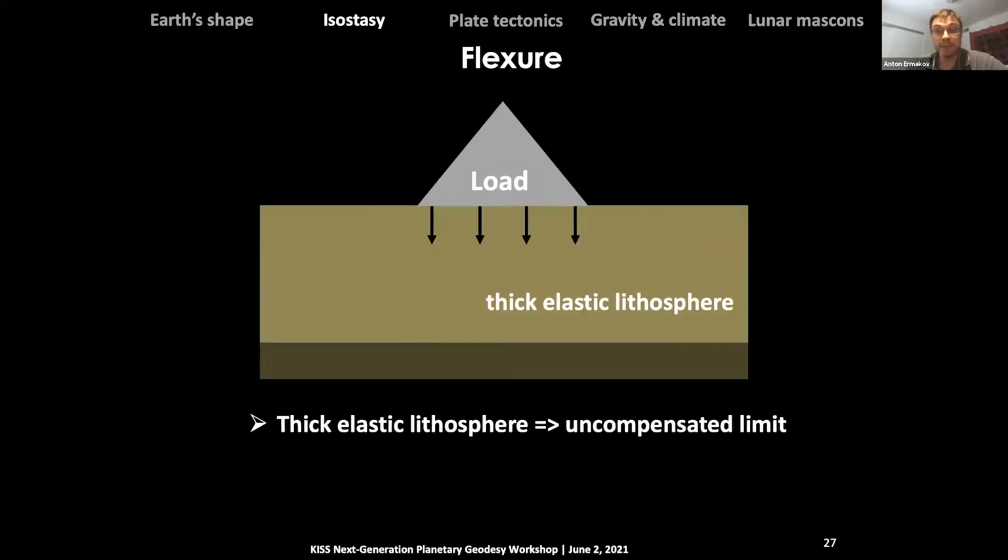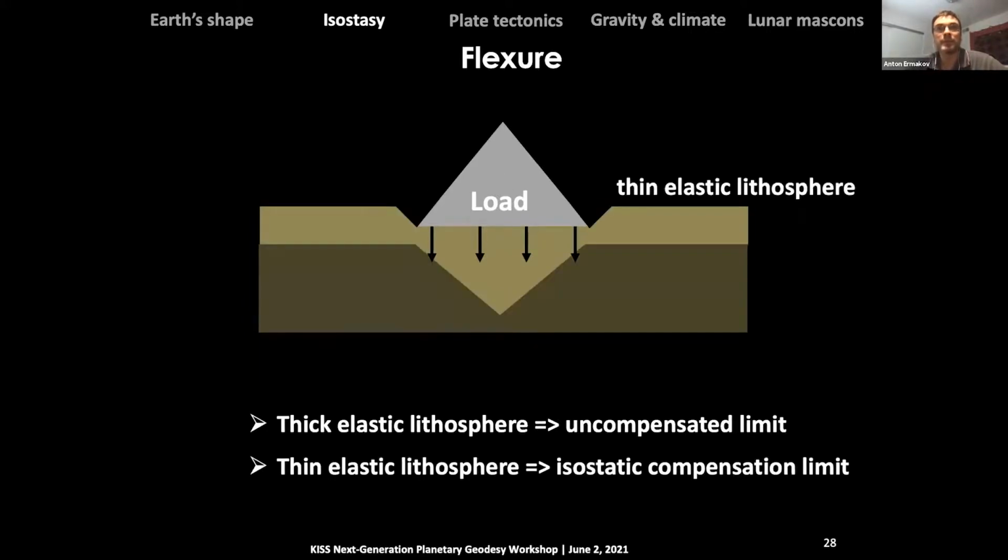The amount of bending depends on the effective rigidity of the plate. If the plate is thick, let's say compared to the size of the load, it doesn't bend much. So an infinitely thick elastic lithosphere would represent an uncompensated limit, basically no isostatic compensation. Whereas if the lithosphere is thin, it is easy to bend, and in the limit of zero lithospheric thickness, it corresponds to an isostatic model.